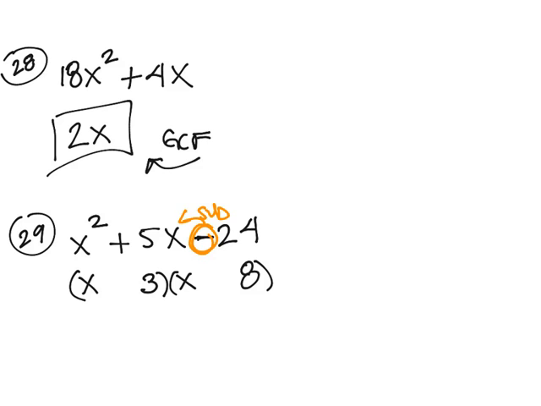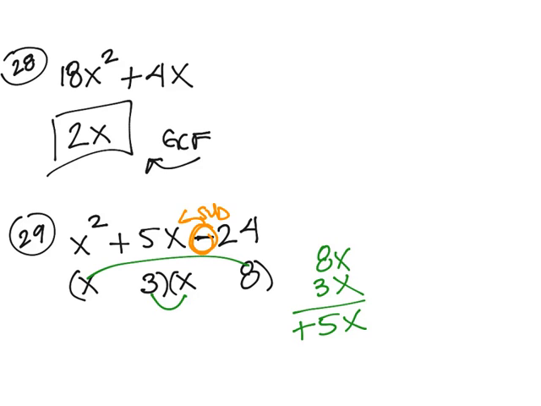Now, if we got 8x and 3x, right? We know that's going to make 5. But if 5 is positive, who has to be positive? 8. 3 is going to be what? Negative. Very good. So they want you to pick the right factor pair. So out of their choices, it would be the x plus 8.